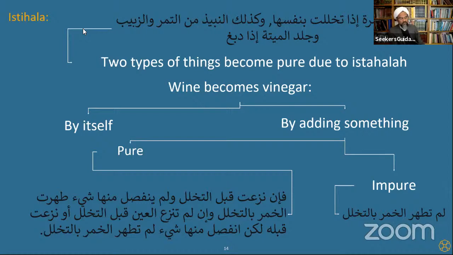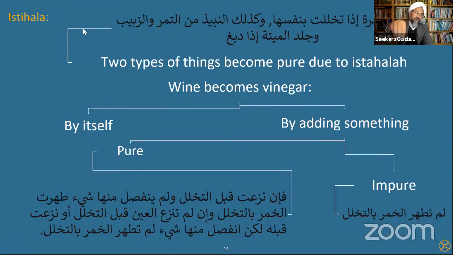The other possibility would be that wine becomes vinegar, but by adding something. So if a person has wine, and that wine becomes vinegar because you added something to the wine, and that added element is impure, then the consequence would be lam tathur al-khamr bitakhallul: that wine would not be considered pure when it becomes vinegar, and Allah subhanahu wa ta'ala knows best.